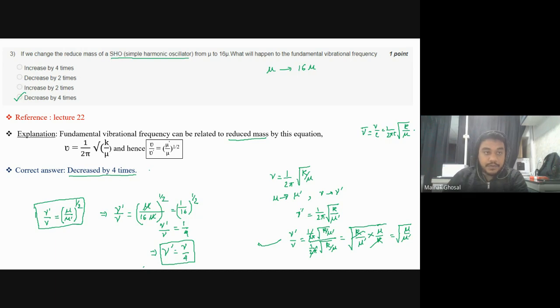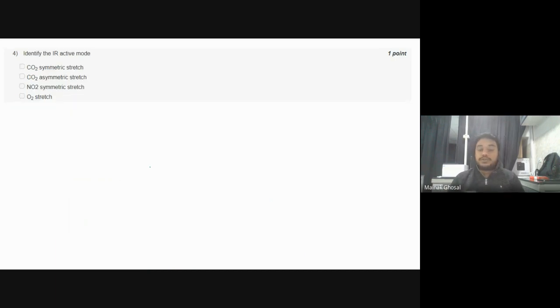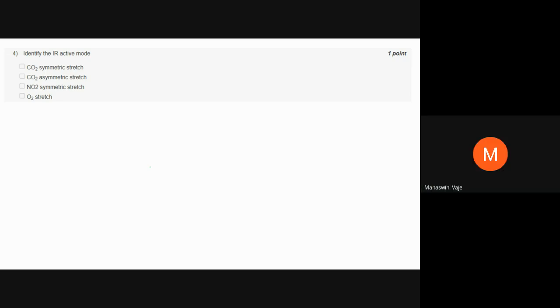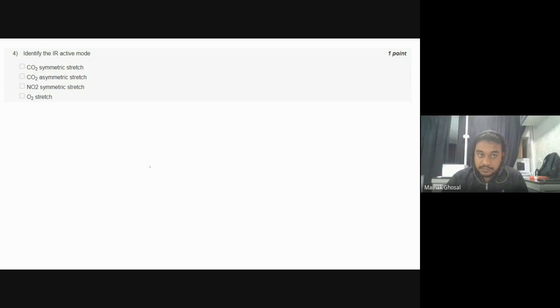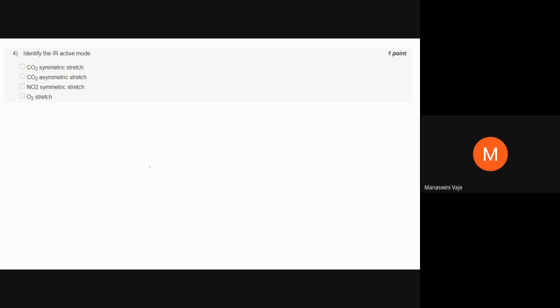Okay, so going to the next question. Here you have to find which mode will be IR active. There are three different molecules I can see, and for CO2 there are two modes: the CO2 symmetric stretch, CO2 asymmetric stretch, NO2 symmetric stretch, and oxygen stretch. So you have to find which of the following will be IR active mode. Can you answer it? CO2 asymmetric stretch, and NO2 symmetric stretch. Okay.